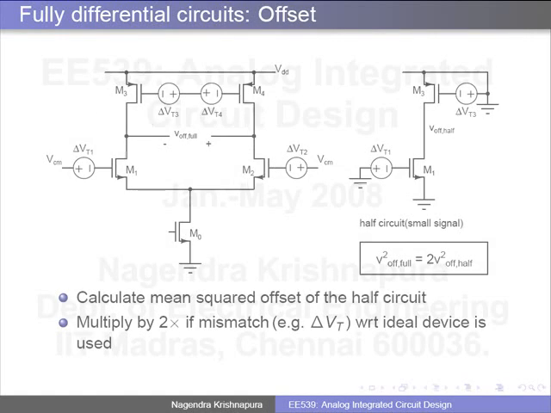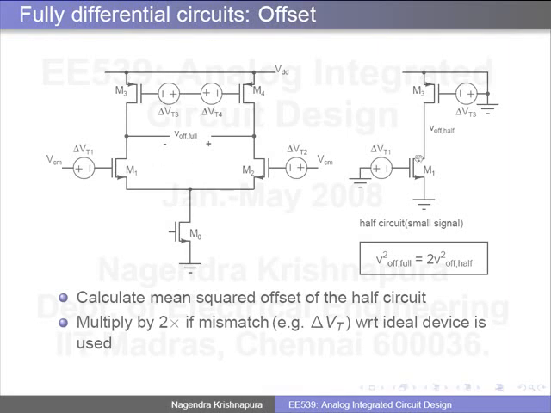The next thing is offset. Exactly the same idea: you analyze the mismatch of the half circuit. The only thing you have to be careful about is, as I have mentioned before, that you can specify the mean square offset either with respect to some ideal device or between 2 identical devices. If you specify it between this device and an ideal device, you would have an error in VT of each of them. Similarly, you can also add errors in current factor.